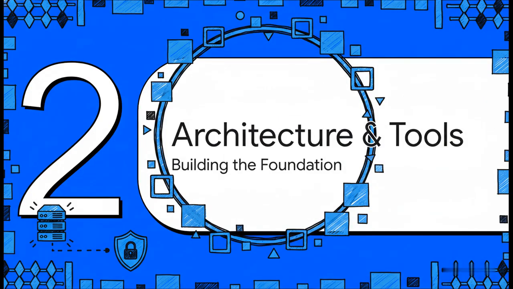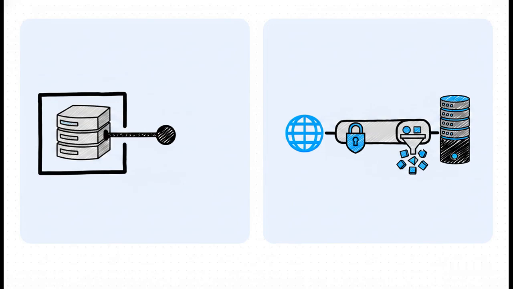Okay, moving to ring 1 of our defense, architecture and tools, building the foundation. So the very first architectural decision you have to make is how your MCP server actually communicates. For local connections, you should strongly prefer STDIO or Unix sockets. If you absolutely must use local HTTP, bind it strictly to the loopback address 127.0.0.1 and run those processes in isolated sandboxed subprocesses.